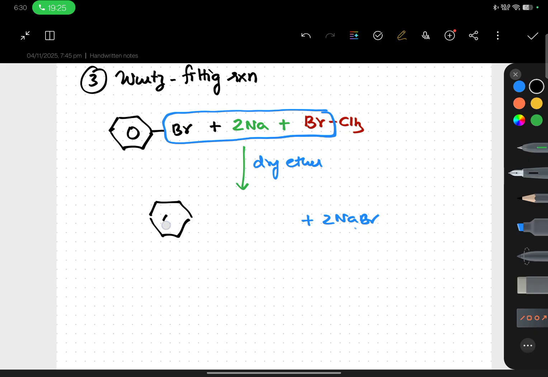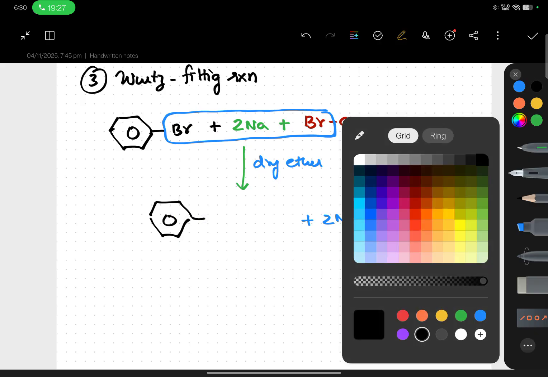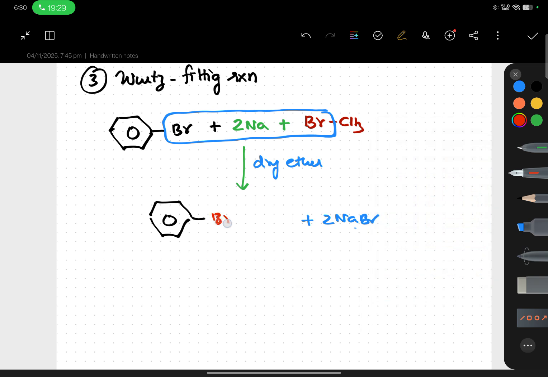Finally you'll get benzene ring with methyl. We call this toluene. So what we took was bromobenzene and bromomethane, but what we get is toluene.